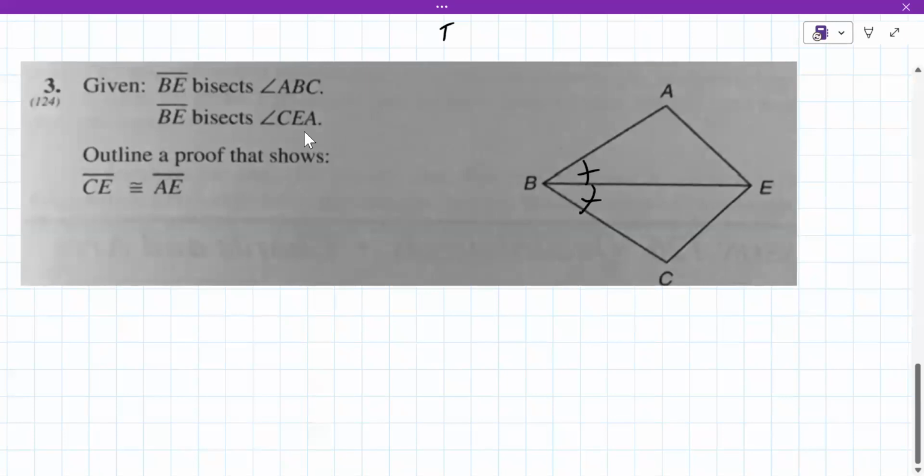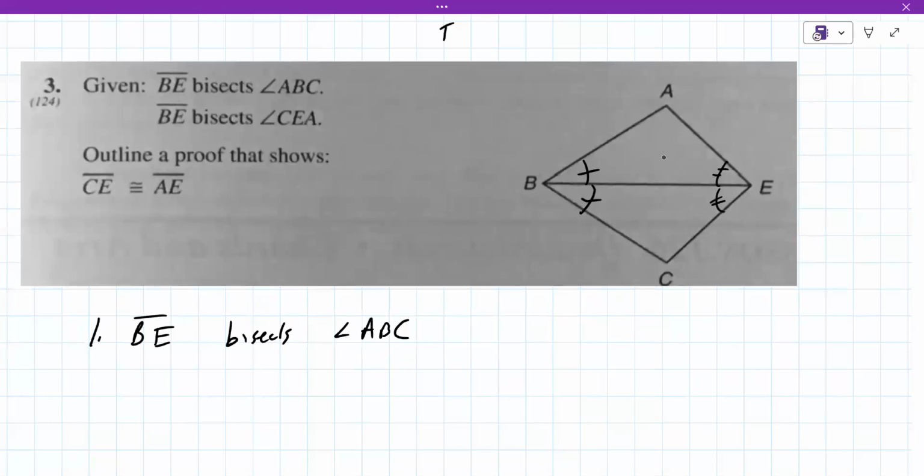After we write the given, it's the thing that comes after, where one leads to the other. So it's given this and it follows that this is true, and then it bisects the other one, CEA. So these are going to be congruent as well. This is a much more simplistic proof. So we can start with BE bisects angle ABC, and that's given.